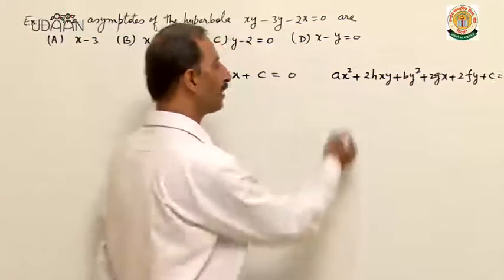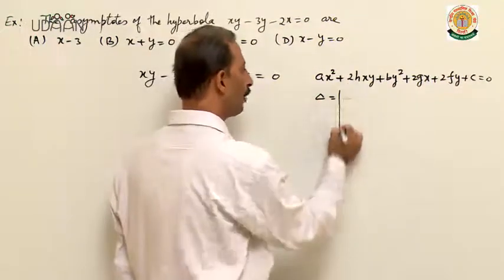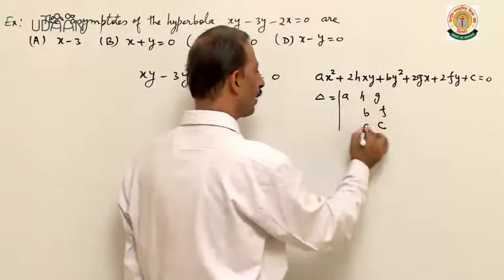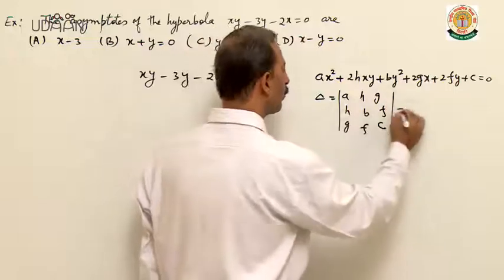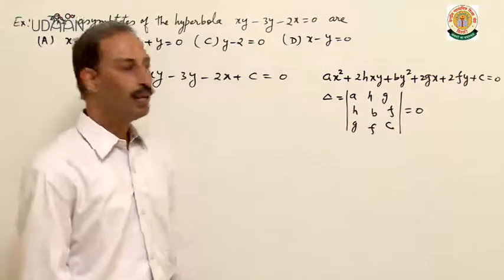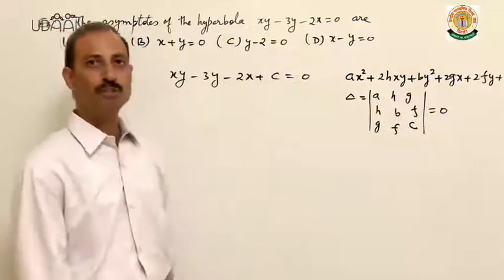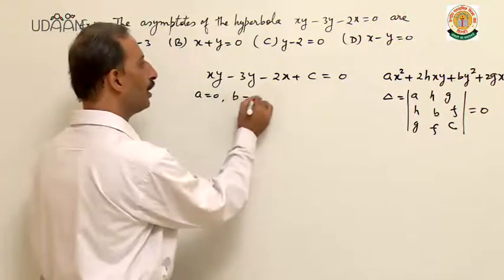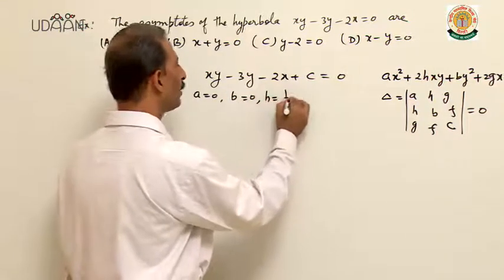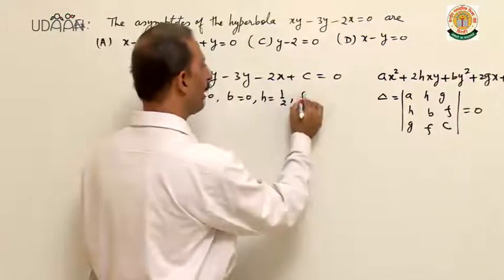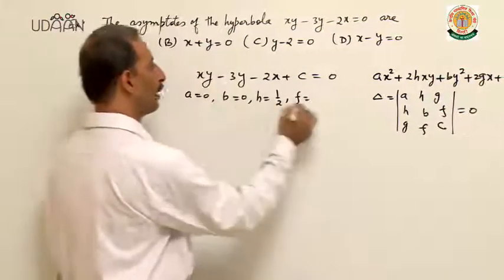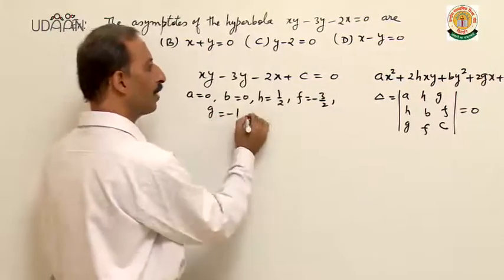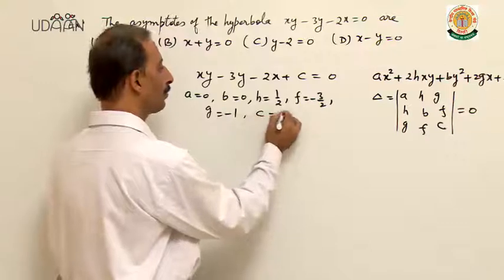Now it will represent a pair of straight lines if delta, what do you mean by delta? The determinant of a, h, g, h, b, f, g, f, c should be 0. Now you have to identify the values here first of all. So the value of a is 0, the value of b is 0, the value of h is half, the value of f is the coefficient of y, so minus 3 by 2, the value of g is minus 1, and the constant term is c.